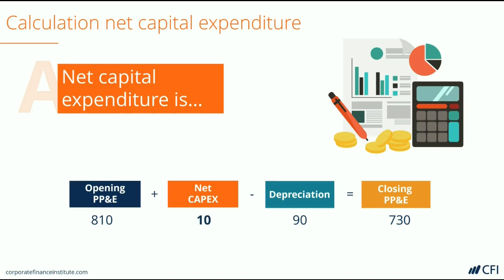This would be recorded as a cash outflow of 10 under investing activities and titled as capital expenditures.